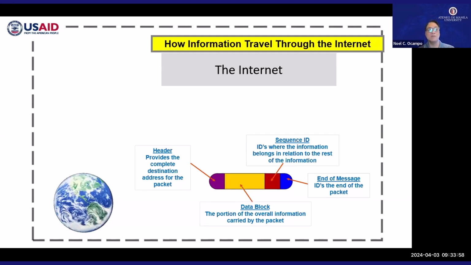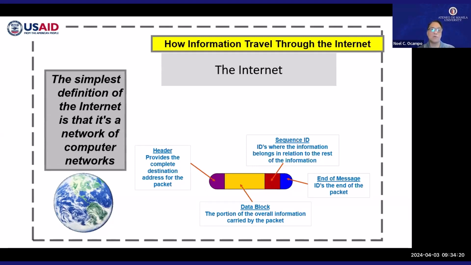Once you are connected to your local area network and you pass by your router, you're now able to connect to the internet. And that's what's important because everything now passes through the internet. The simplest definition of internet is it's a network of computer networks, but this time it's a worldwide connection. And the communication, of course, is via TCP/IP, and the transmission is usually via packets.